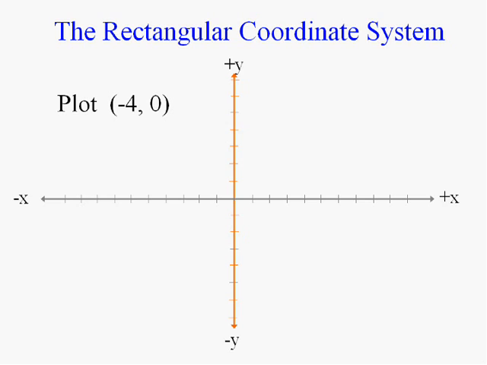This is a pickle. Doesn't get any harder than this one. We'll start at the origin. For x, we'll go back 4. And then for y, where do we go? y is 0. We'll stay right there. There's your answer.